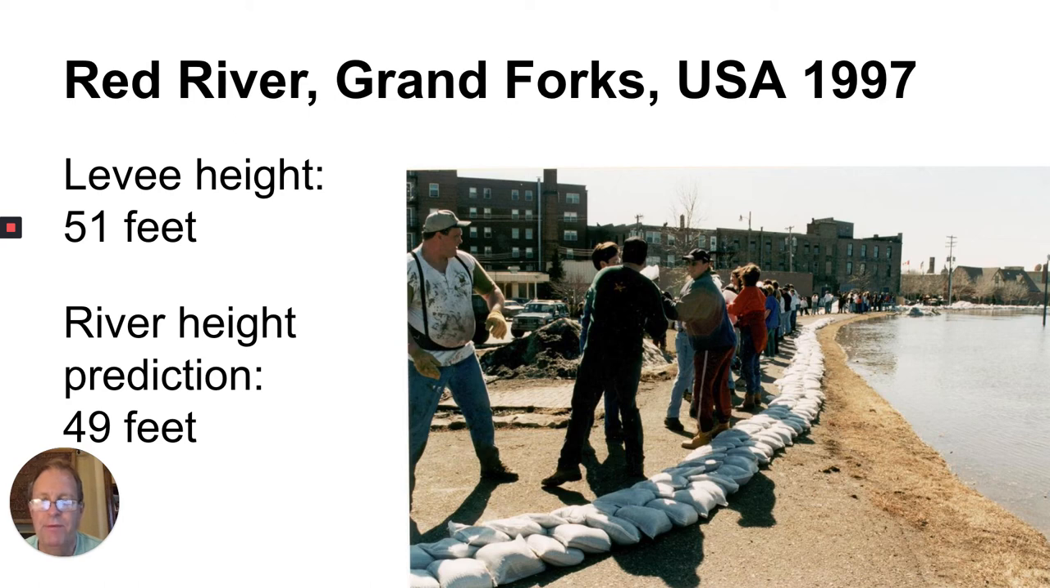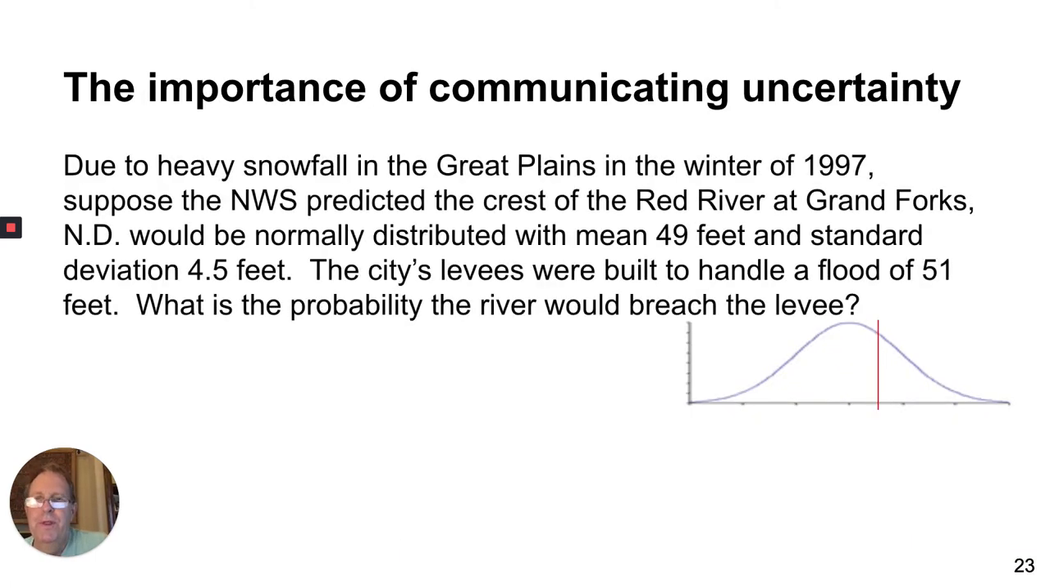In this year, they had so much snow, and the weather was heating up rather quickly. So they predicted that the river would reach a height of 49 feet. Due to the heavy snowfall in the Great Plains that winter, suppose the National Weather Service predicted the crest at Grand Forks to be normally distributed with a mean of 49 and a standard deviation of 4.5 feet. The city's levees were built to handle a flood of 51 feet. What is the probability that the river would breach the levee?